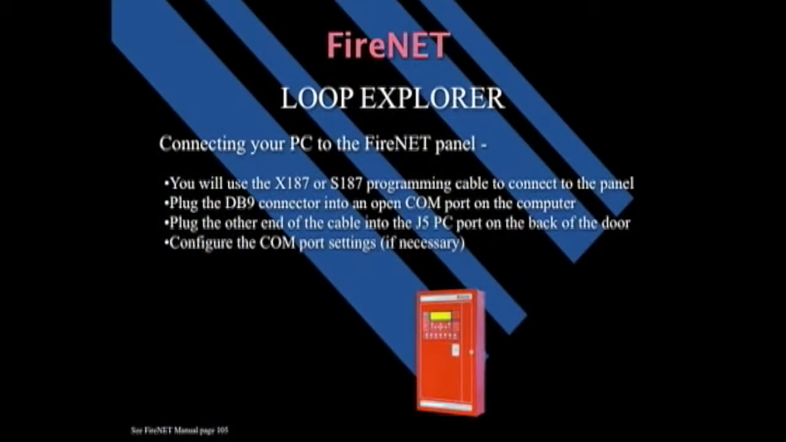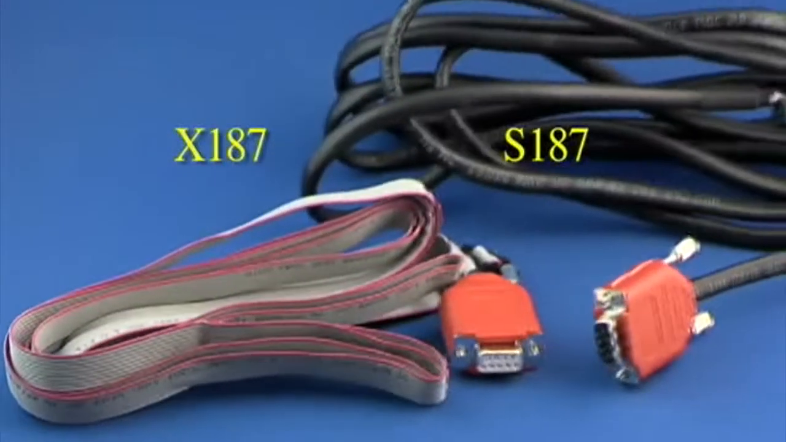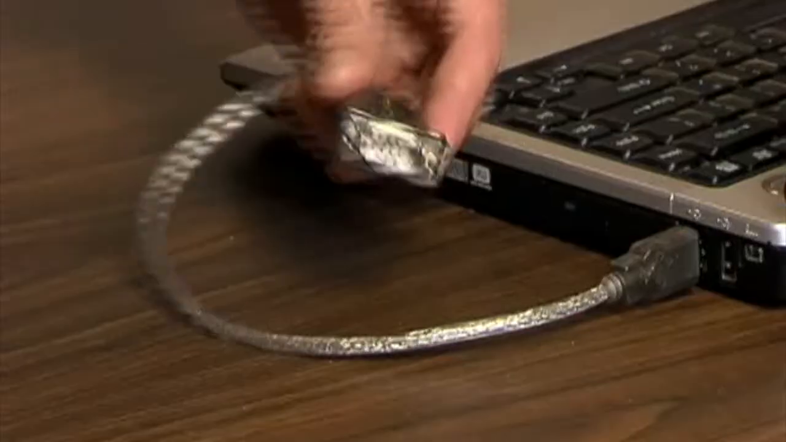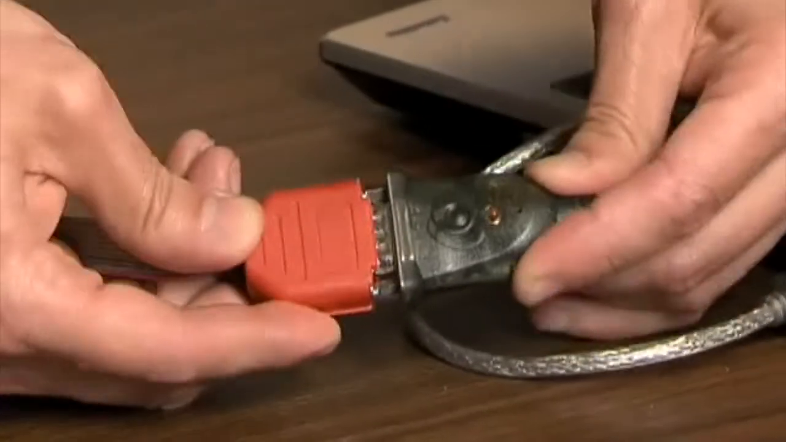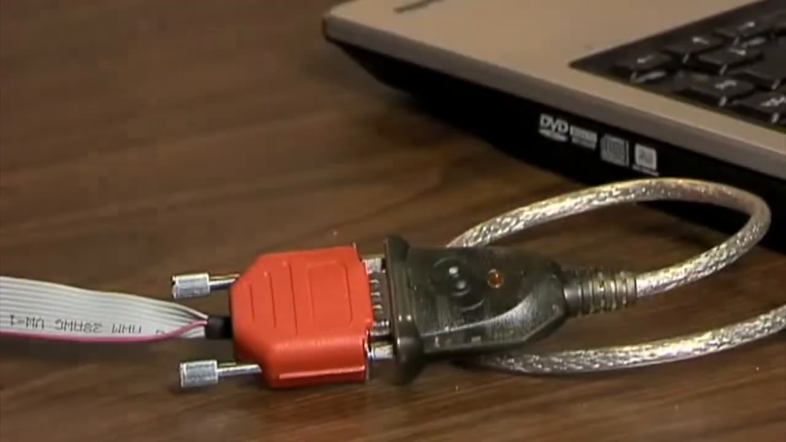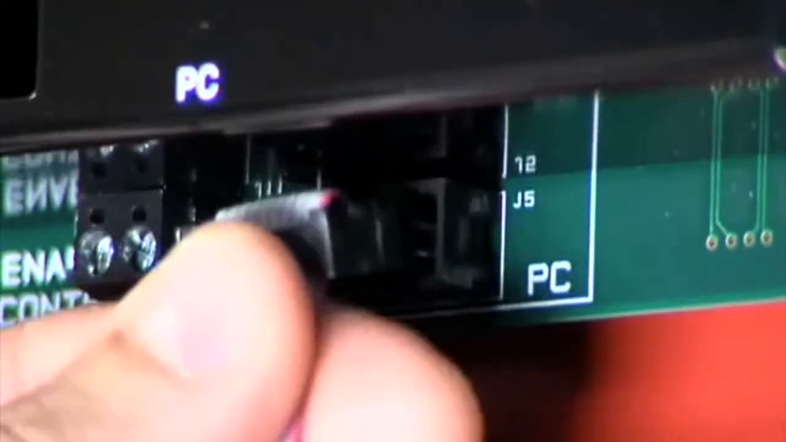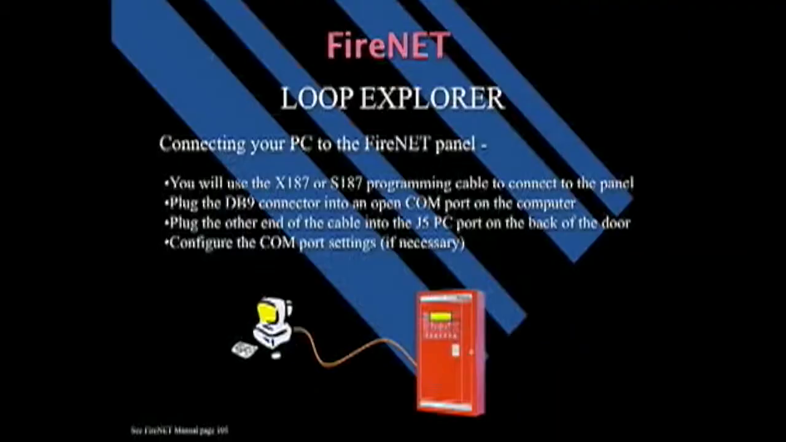Connecting your PC to the FireNET panel. You'll use the X187 or S187 programming cable to connect to the panel. Plug the DB9 connector into an open COM port on the computer. Plug the other end of the cable into the J5 PC port on the back of the door. Configure the COM port settings as necessary.